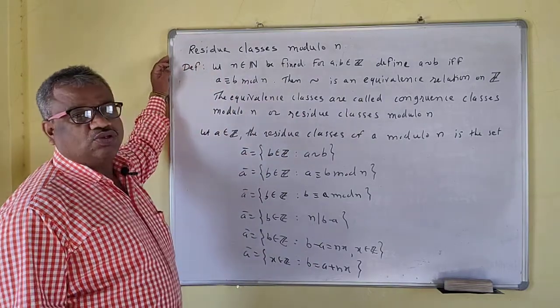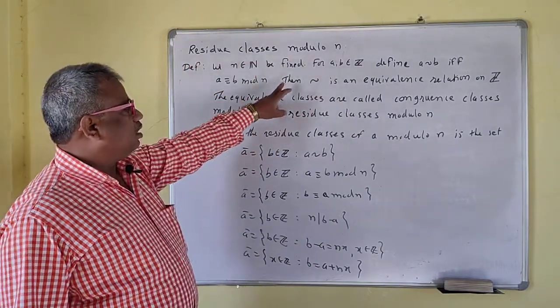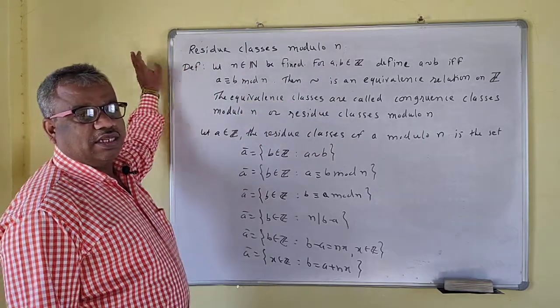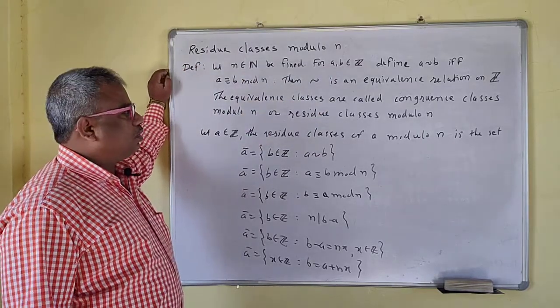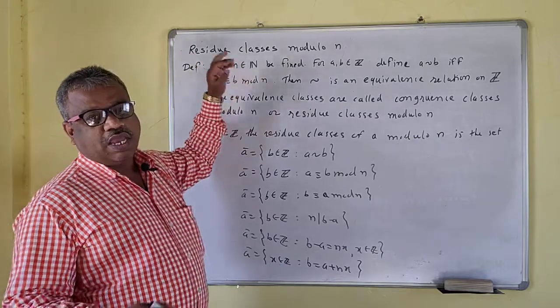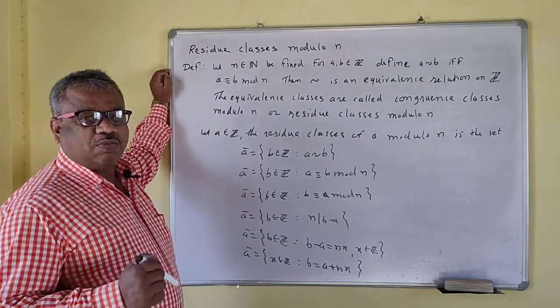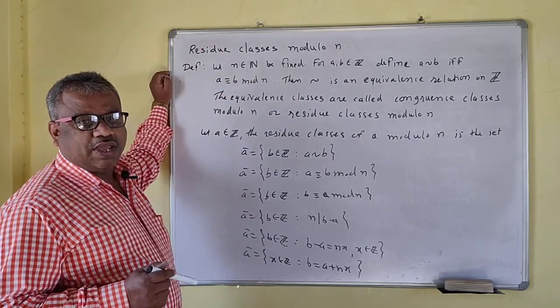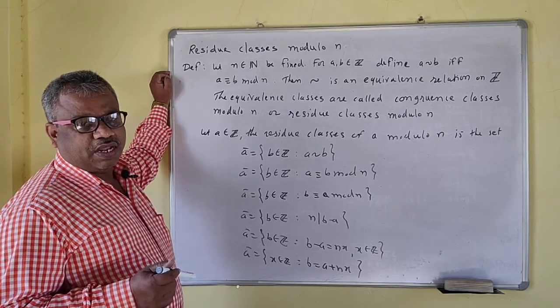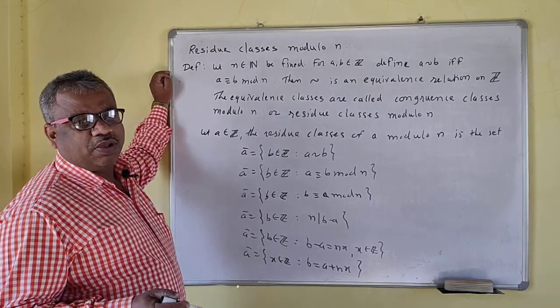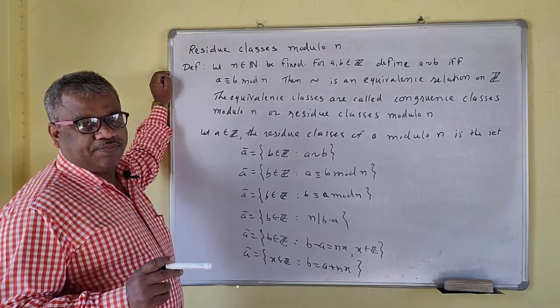Easily we can show this is an equivalence relation. That means theta is an equivalence relation on the integers. We have also seen the properties of this. a is always congruent to a modulo n, that means a is related to a, so that is reflexive. If a is related to b, we have also proved that b is related to a.